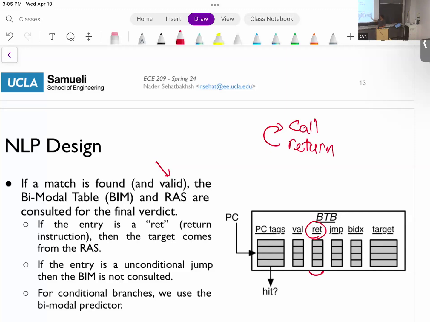Okay. So these are the kind of things that we're going to use in our next line predictor, simple branch predictor. This part is what we call a BIM. This part is what we call a RAS. And this part is generally what we refer to as the BTB. Question: is val valid? Yes, val is valid. It means, is this really filled out by us, or was it from some previous old instruction?